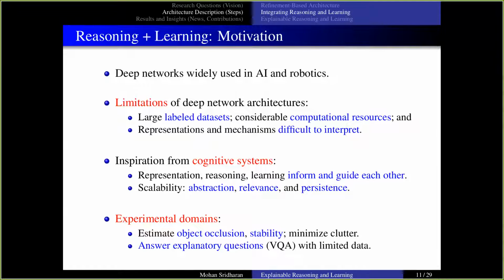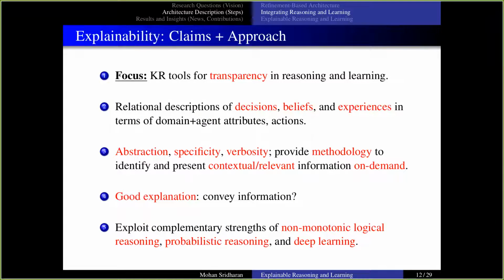And the experimental domains, as stated before, we look at scene understanding problems as one example here. Think about occlusion of objects and stability of object structures in a scene. Like I'm looking at a scene of objects, and I want to see if the objects are occluded from each other, and if the structures that are stacked there are stable. This is related to a classic benchmark problem in computer vision, VQA, which is visual question answering, explanatory questions about the scene. And we would like to do so with limited data. So again, a high-level description.